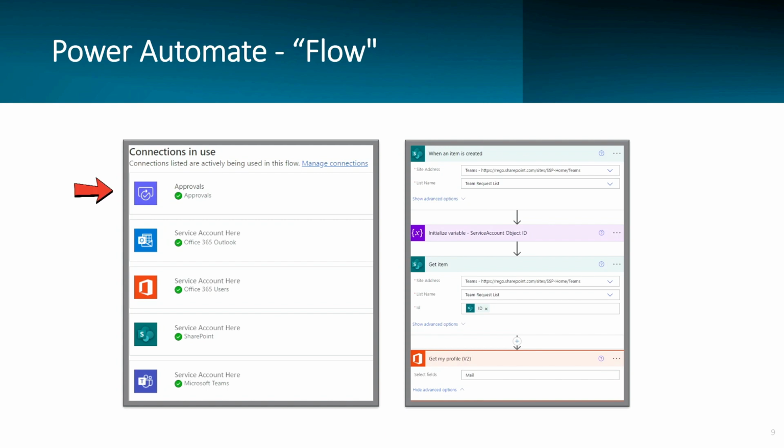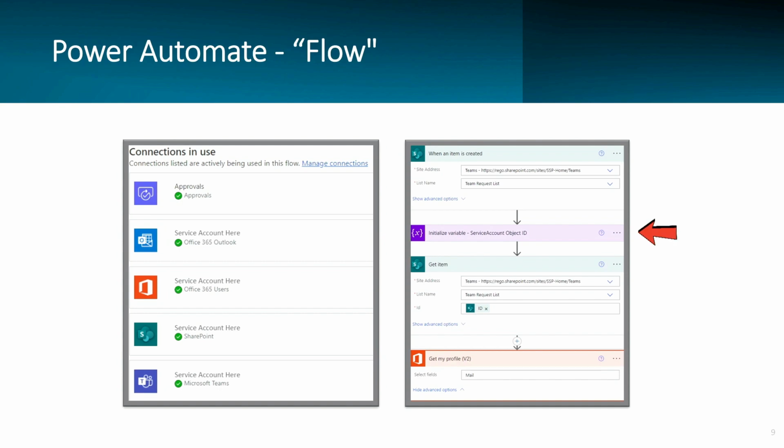We have approvals, Office 365 Outlook, Office 365 users, SharePoint, and Microsoft Teams. In this example, this flow is not required to use a premium license. On the right-hand side, you can see the first action that we created in this flow. It is when an item is created. So in this example, the site address is actually pulling from the team request list that we created.